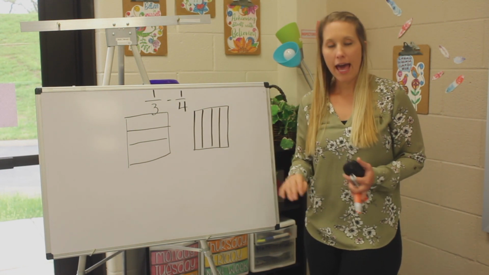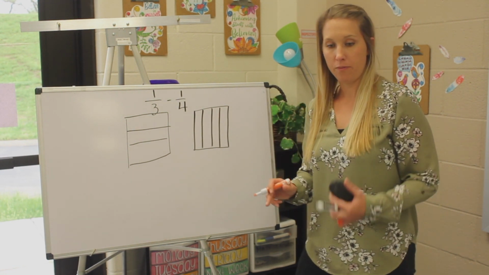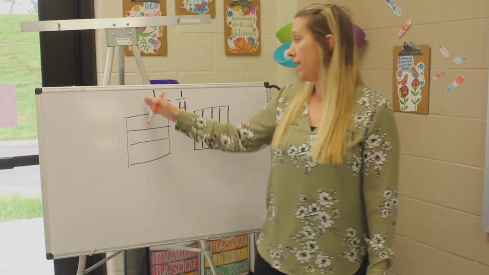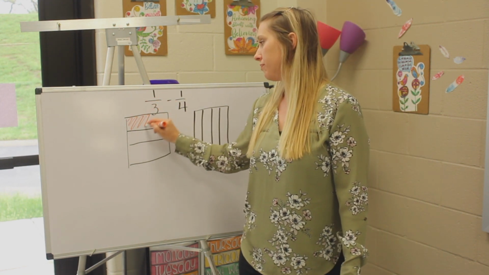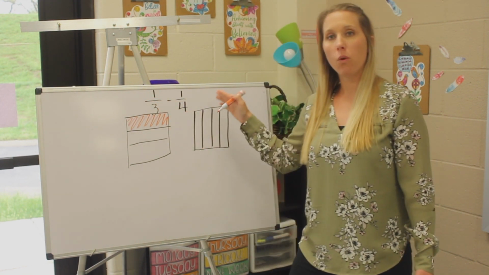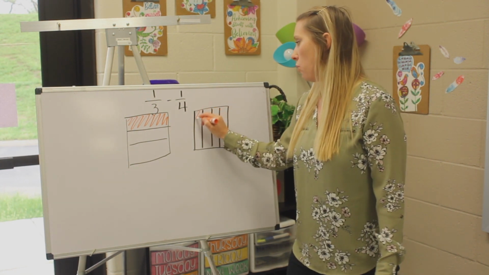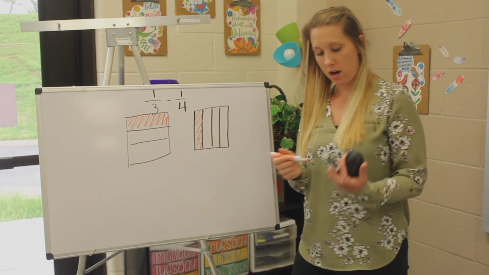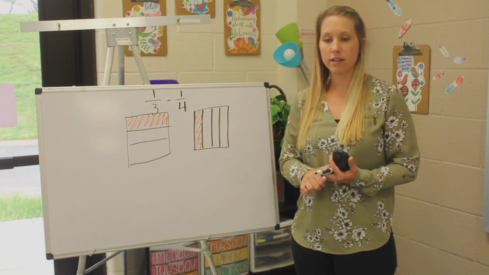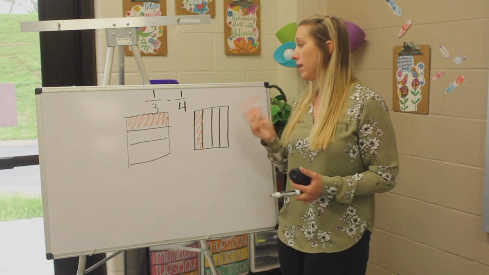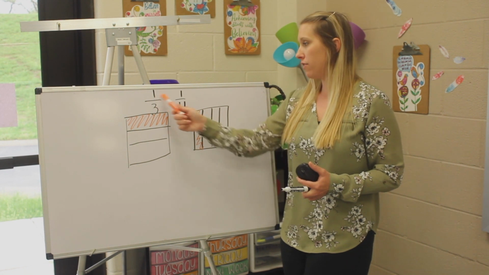For 1/3, how many need to be shaded in? 1 out of the 3. For 1/4, we need to shade in 1 out of the 4. Take a moment of private think time. How do you think we could get a common unit for these fractions?